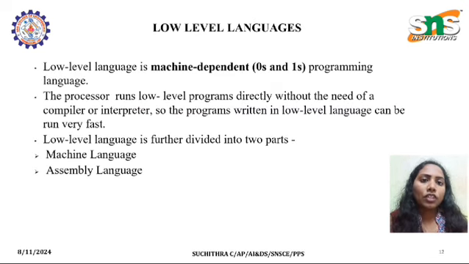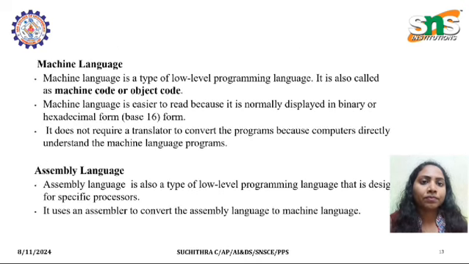Low level language. Low level language is a machine dependent, zeros and ones programming language. The processor runs low level programs directly without the need of a compiler or interpreter. So a program written in low level language can run very fast. Low level language is further divided into two parts, that is machine language and assembly language.